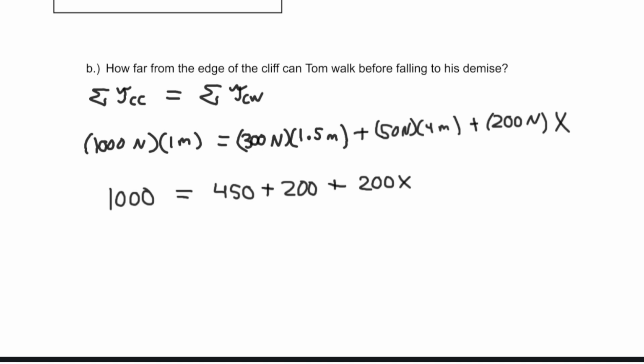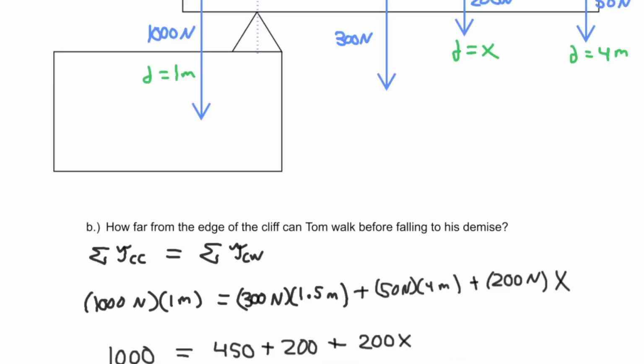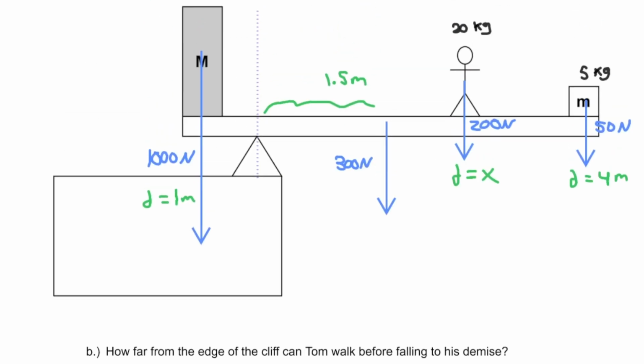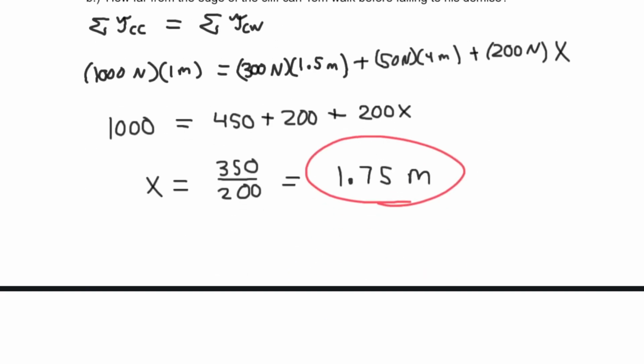So we can solve, and we will get x is equal to 650 subtracted over, we get 350 over 200, which is going to be equal to 1.75 meters. And just to make sure that's actually the answer we want, how far from the edge of the cliff. And yeah, that's the pivot point. So we can see he's not making it much farther than the center of mass of the beam before he actually falls down like that.